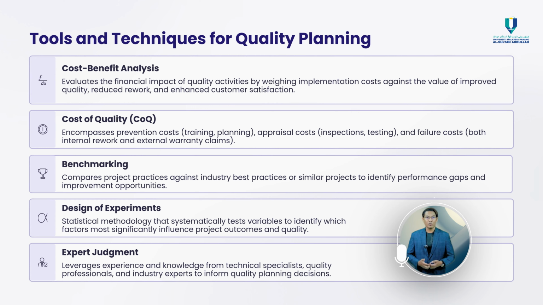The tools and techniques of quality planning. The PMBOK guide also outlines a number of tools and techniques used during quality planning. These include cost-benefit analysis, which assesses whether the cost of implementing a specific quality activity justifies the expected benefits; and the cost of quality, which includes prevention costs, appraisal costs, internal failure costs, and external failure costs. Now, these allow you to understand the total cost of achieving and not achieving quality.